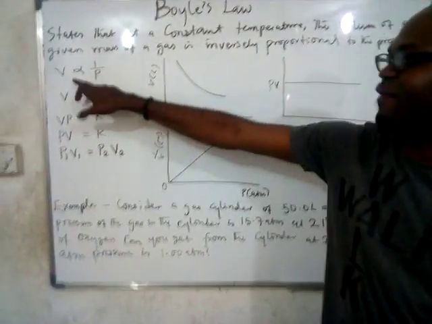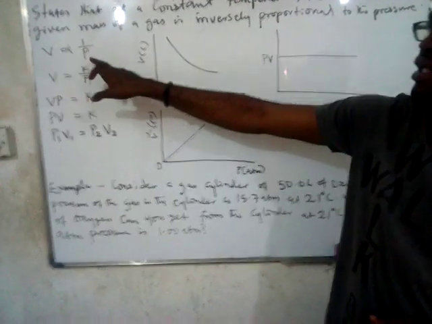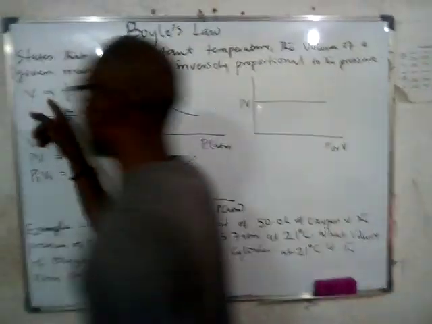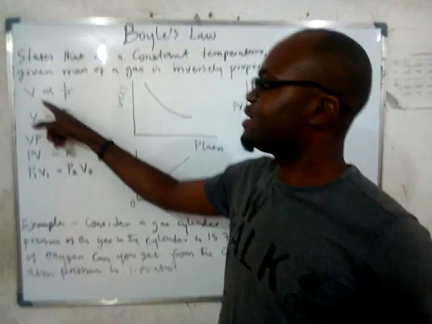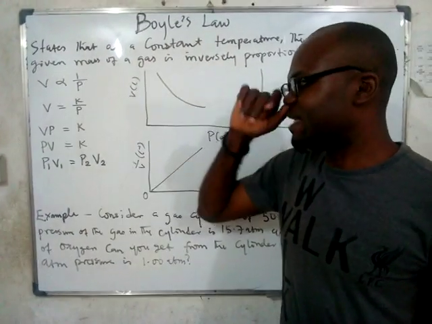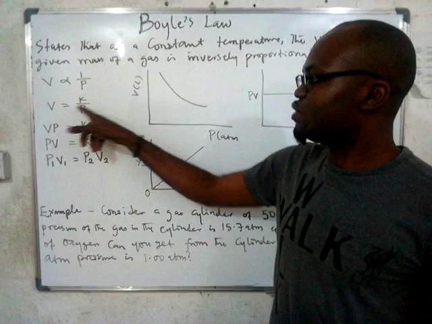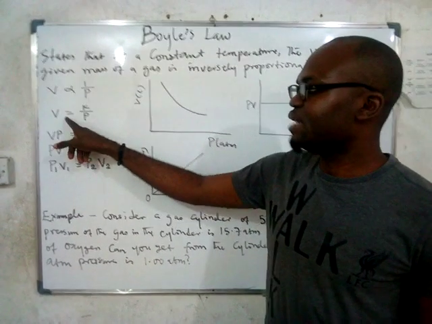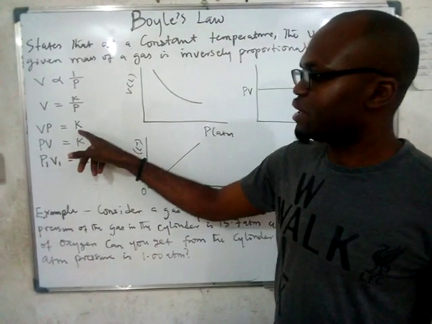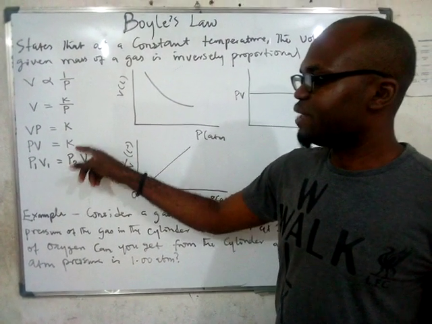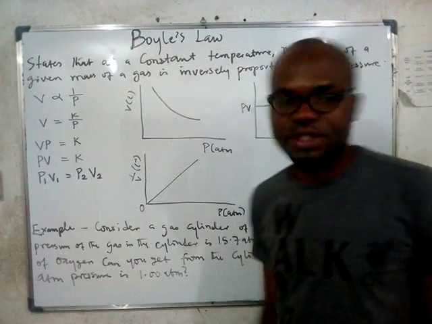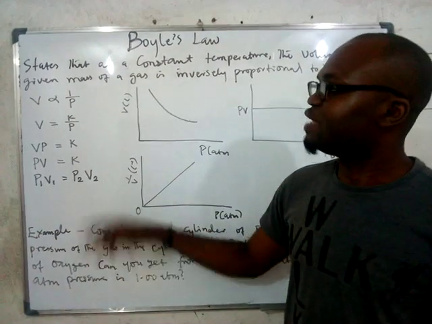And we say that whenever you have inverse, you say V is inversely proportional to P, or directly proportional to 1 over P. If you want to remove the proportionality sign, you introduce what we call constant K and change it to equal to. So if you cross multiply, you have VP equal to K, or PV equal to K. Then P1 V1 equal to P2 V2.